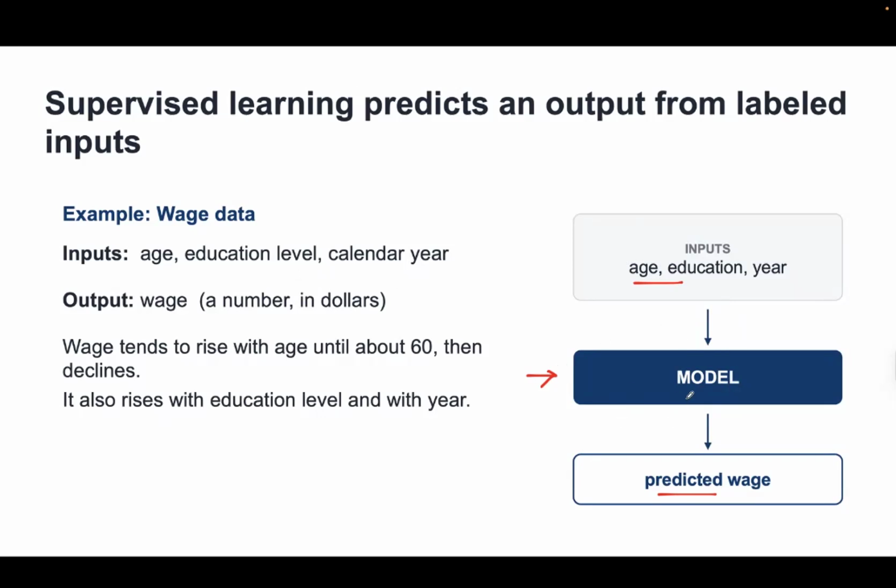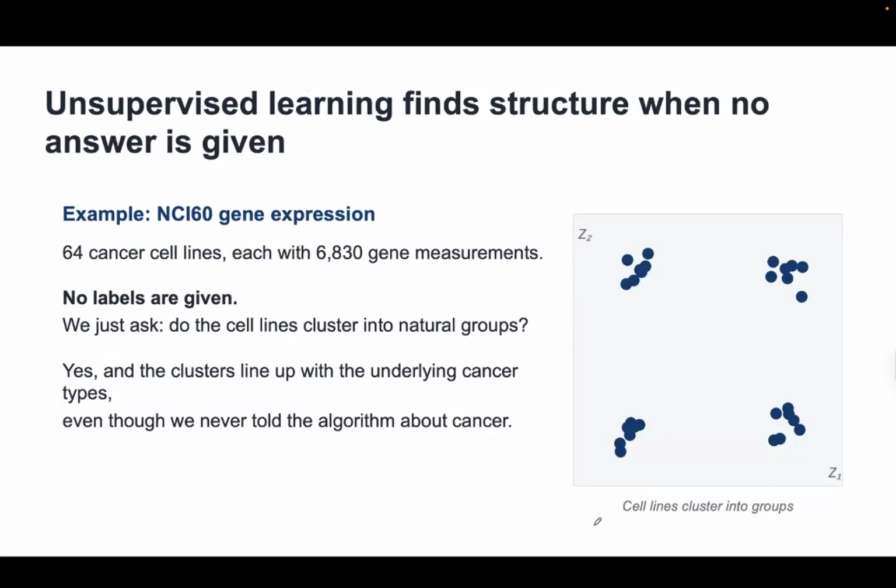Every method we'll study fits this picture, be it linear regression, decision trees, or neural networks. What changes is what's inside the middle box. The recipe gets fancier, but the shape of the entire workflow stays the same. Now let's flip to the other side.